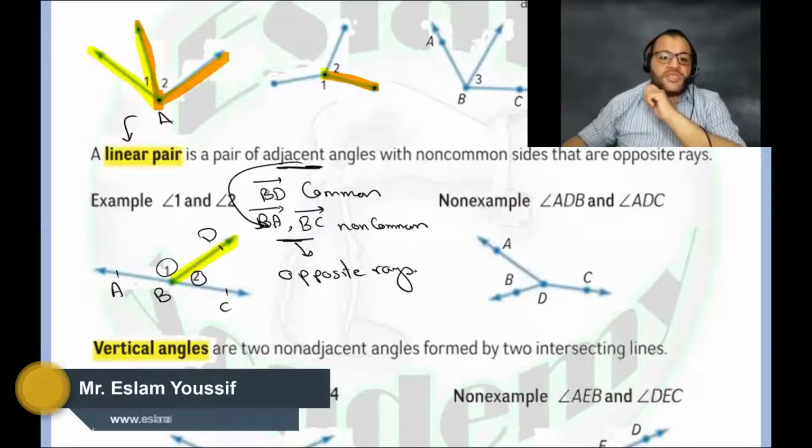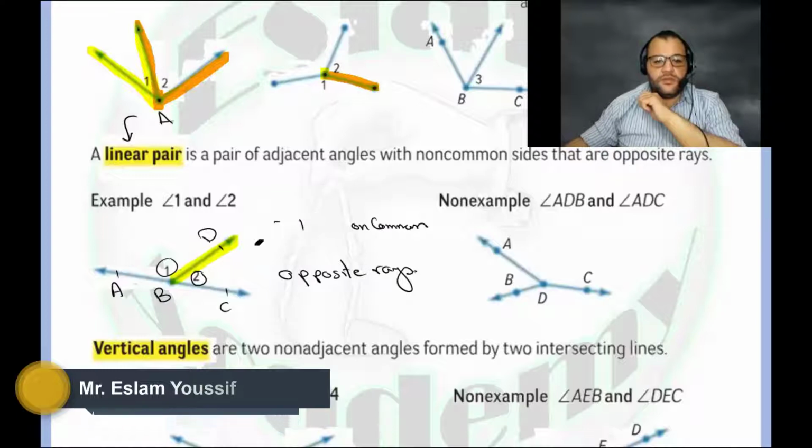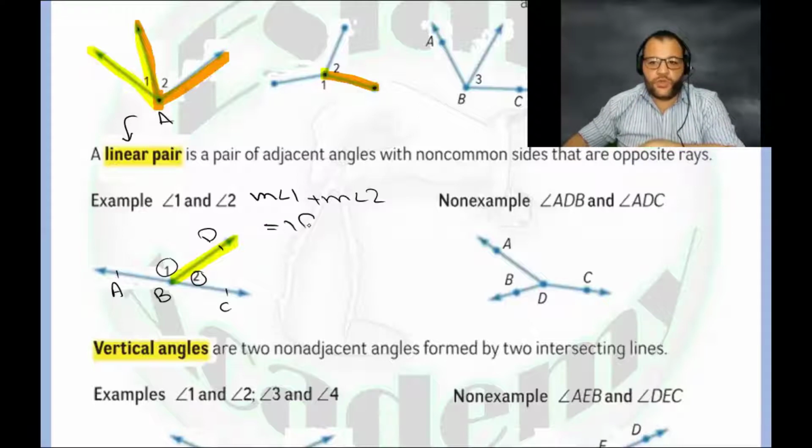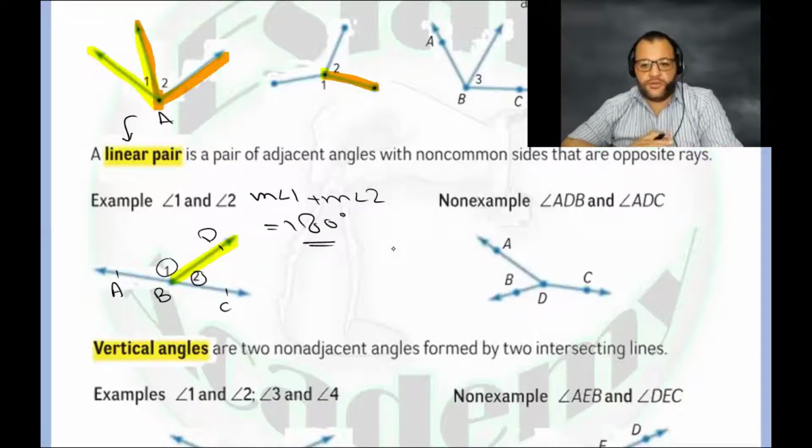Yes. So the sum of the measure of angle 1 plus the measure of angle 2 will equal 180 degrees. So the measure of angle 1 plus the measure of angle 2 is equal to 180 degrees. Is that clear now? Yes.